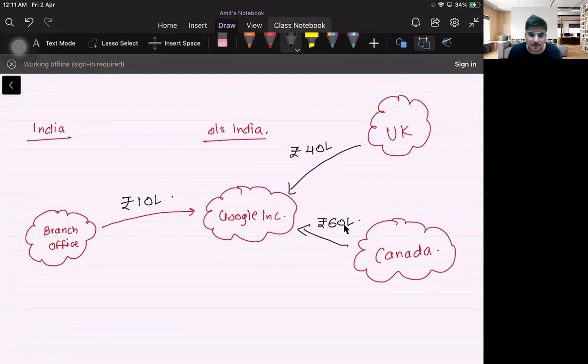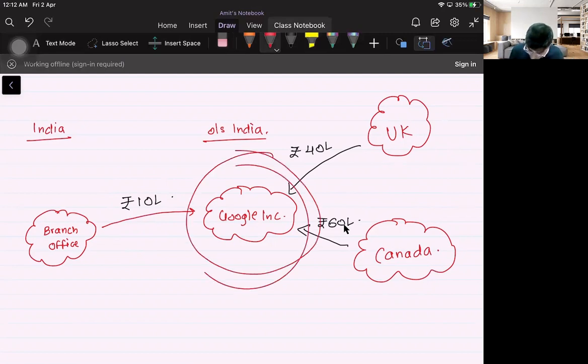So the answer is no. India is concerned only about the income which is getting generated from India. So they can charge tax only on 10 lakh rupees and they cannot charge tax on 40 lakhs and 60 lakhs. Is it accrued in India? No. Is it received in India? No. Is there any connection of 40 and 60 lakhs in India? No. Only the branch office is the connection, so income which is attributable to such business connection, only that much income will be taxable in India in the hands of Google Inc. Only 10 lakh rupees, on which Google Inc. will have to pay tax in India.